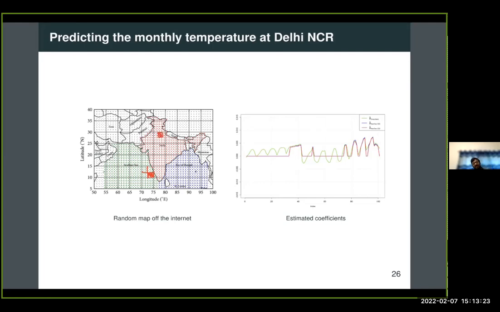The air temperature at Delhi NCR is my response variable, and the monthly precipitation at each of these coordinates are my predictor variables. These are the estimated coefficients. We found that the precipitation in this portion of the Arabian Sea and this portion of the Bay of Bengal affects the monthly temperature at Delhi NCR. Perhaps not quite surprising, but yeah, I think I'll end with that.